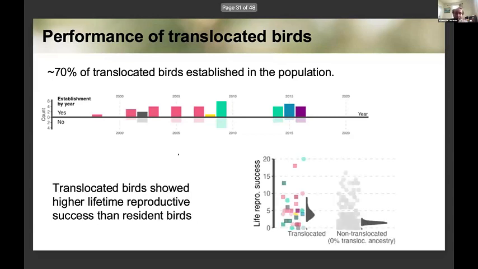Also excitingly, we've been documenting all these nesting activities. We're able to look at the reproductive success of these translocated birds, and these translocated birds are actually reproducing quite well, and collectively better on average than the non-translocated resident birds. And so they are establishing really well and they're reproducing really nicely.